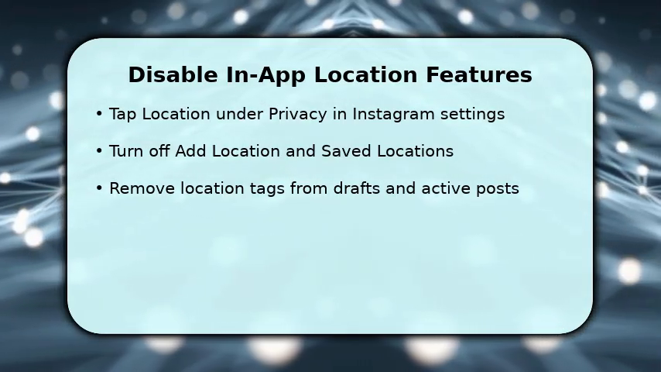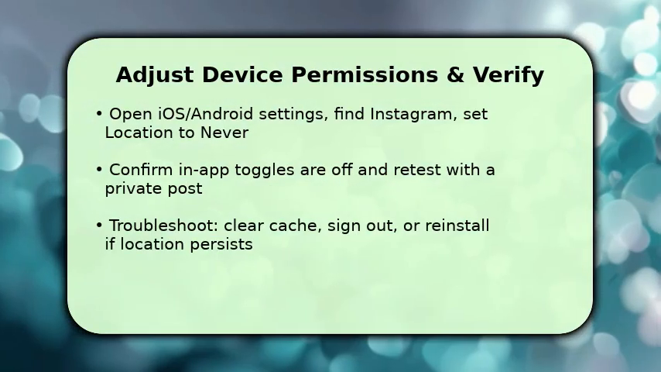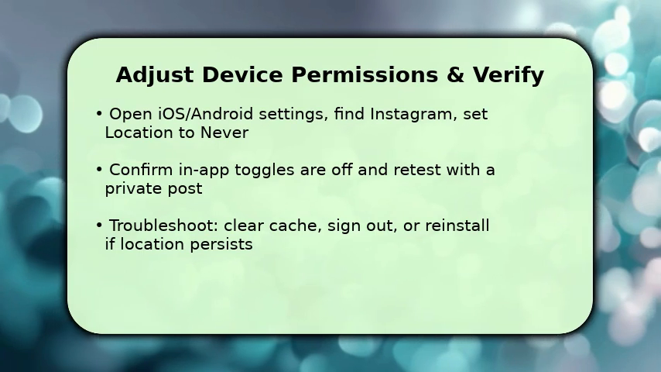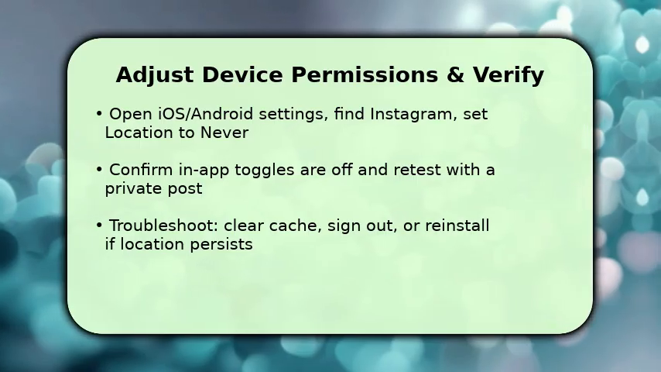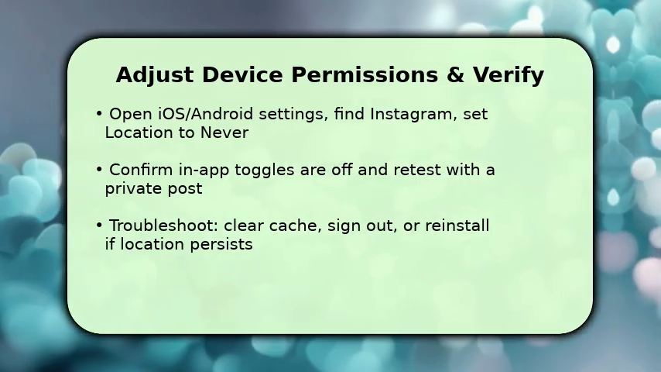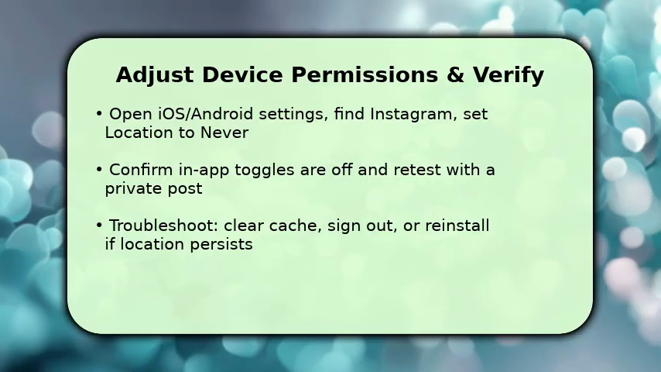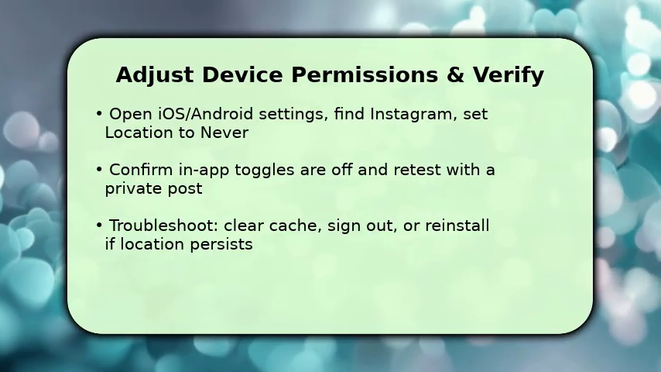Find Instagram in the app list and set location permission to never or while using, depending on your preference. Choosing never fully blocks access. Once done, return to Instagram and confirm in-app locations are off by attempting a private test post. No location option should appear.